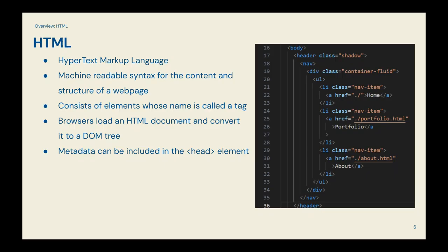So browsers will load this HTML document and they'll convert it into what's called a DOM tree, which stands for Document Object Model. And the DOM is just taking those elements in the HTML and making them into nodes in a tree data structure.